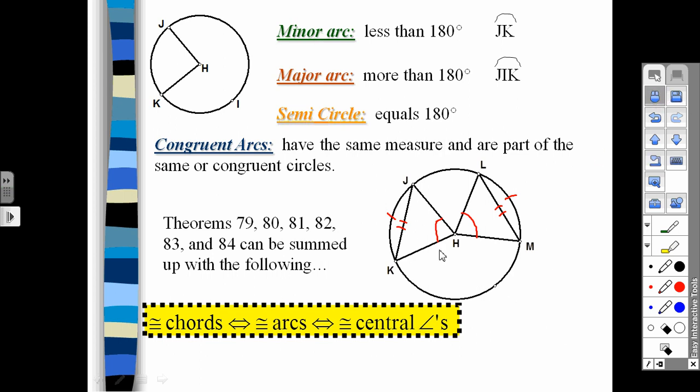Okay, and you can go the other way too. So what if, by whatever reason, you know that JK is congruent to LM? Then you can say the arcs are congruent, or you could say the angles are congruent. Okay, so you'd be able to say arc JK is congruent to arc LM, or you could say angle JHK is congruent to angle LHM. And you would say congruent chords imply congruent arcs, or you could say congruent chords implies congruent central angles. Okay, so this is a really nice, handy shortcut for when we want to reference these in proofs.